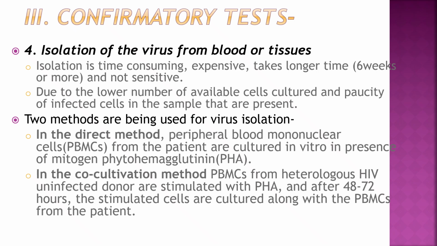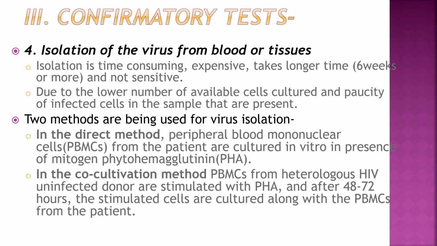In confirmatory test, fourth is isolation of virus from blood or tissue. Isolation is time consuming, expensive, takes a longer time, 6 weeks or more, and is not sensitive due to the lower number of available cells cultured and paucity of infected cells in the sample. Two methods are used for virus isolation: direct method and co-cultivation method.